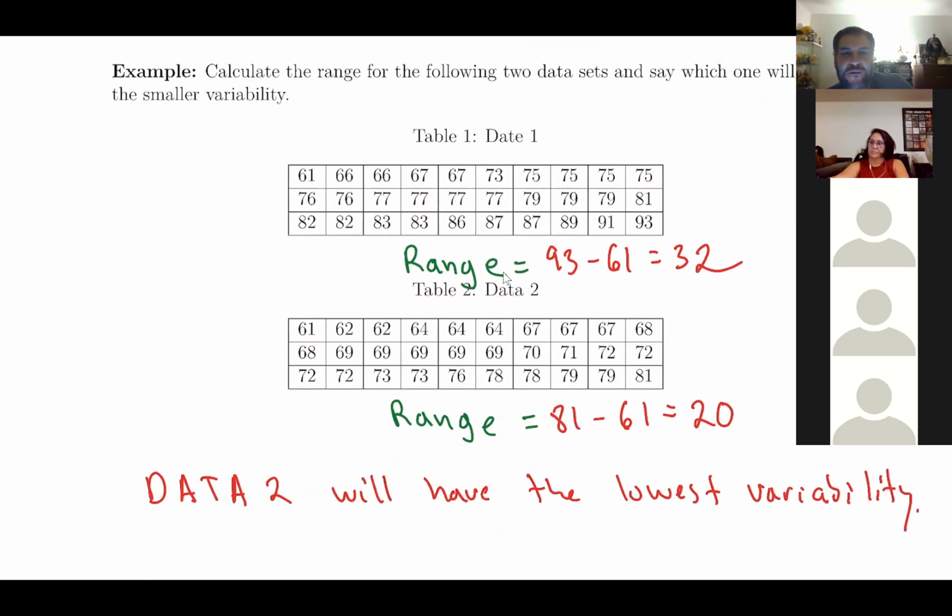All right, so we'll say data 2 will have the lowest variability because a range of 20 is smaller than a range of 32. So just remember, the bigger the range is, the more variability you have. The smaller the range is, the lower the variability will be. Ideally, if there is no variability, the range will equal 0, but most of the time that won't happen. Any questions in regard to range? All right.